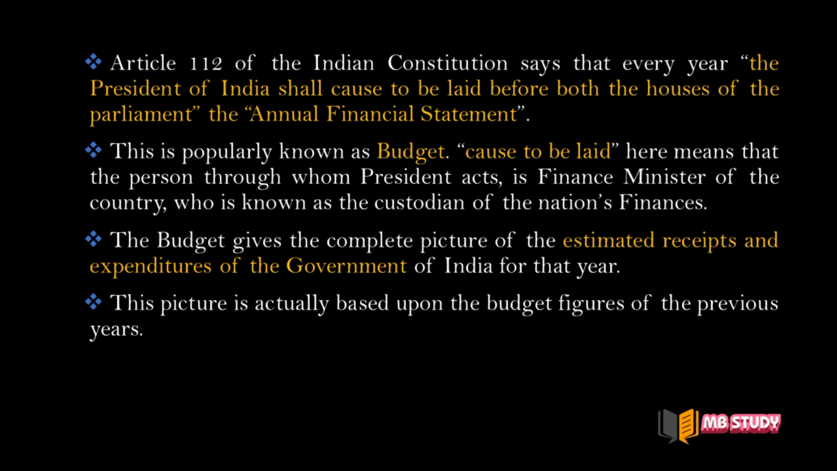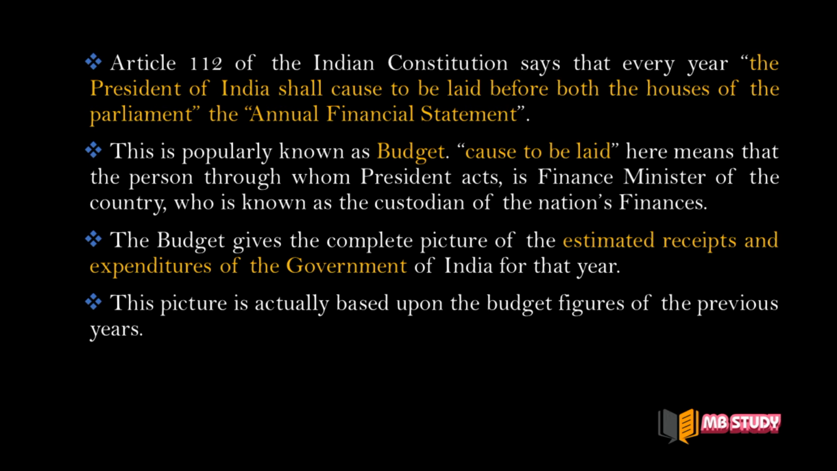Article 112 of the Indian Constitution says that every year, the President of India shall cause to be laid before both the houses of the Parliament, the annual financial statement. This is popularly known as budget. Cause to be laid here means that the person through whom President acts is Finance Minister of the country, who is known as the custodian of the nation's finances.